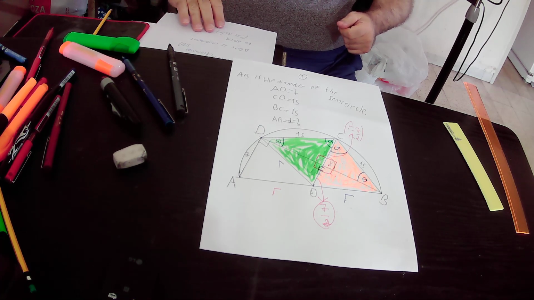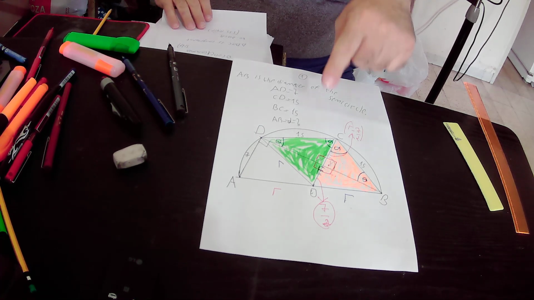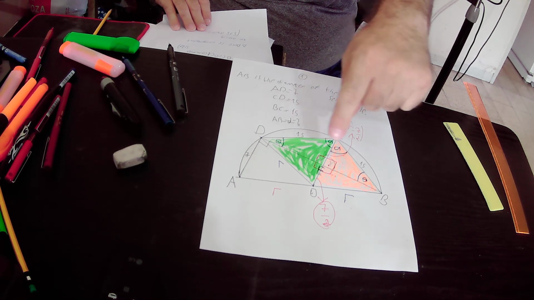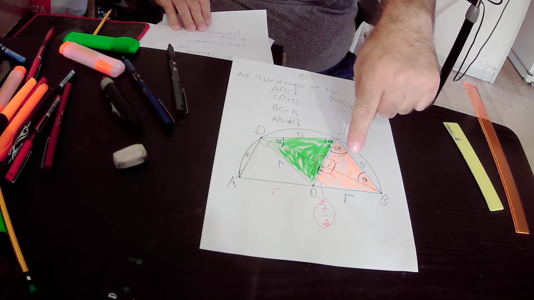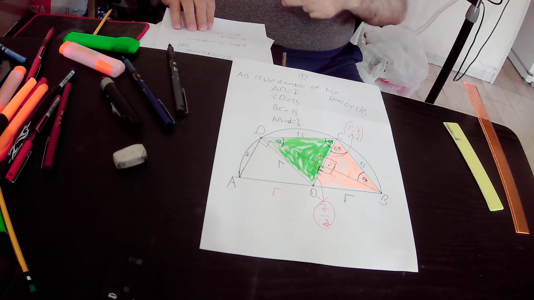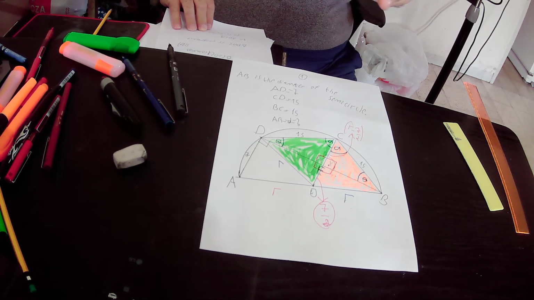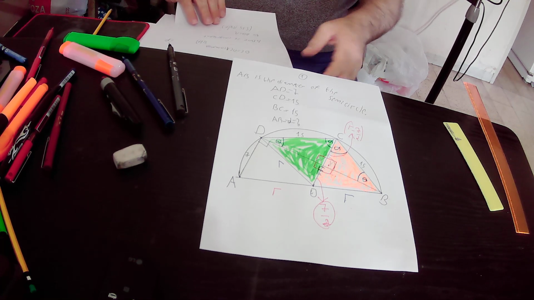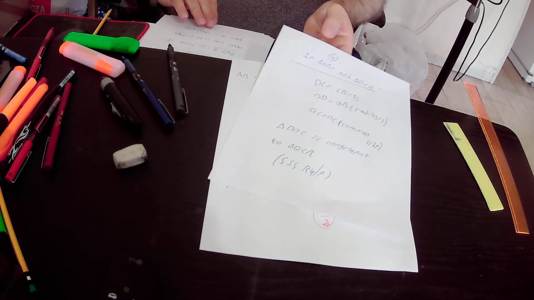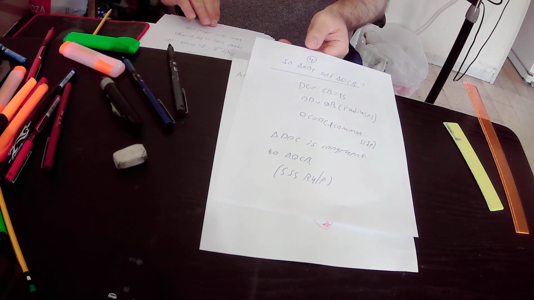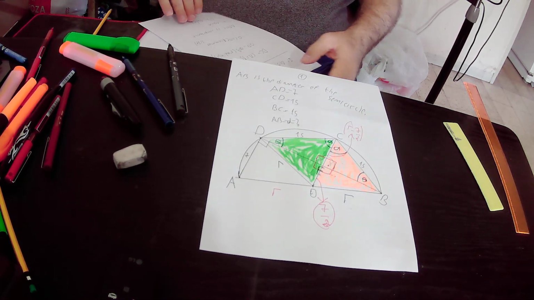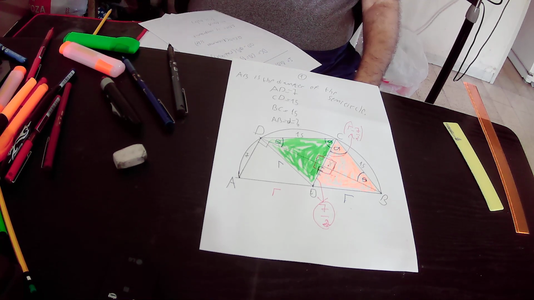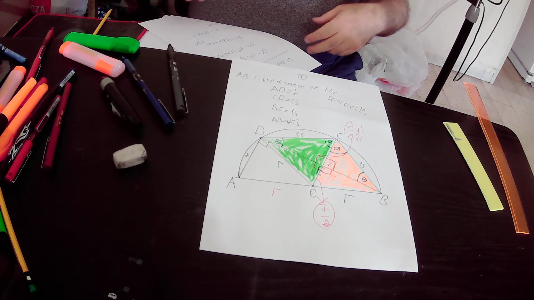Therefore, we actually proved that 3 sides of the green triangle are equal to 3 sides of the orange triangle, and therefore the green triangle is congruent to the orange triangle according to the side-side-side rule. Whenever you prove that all the sides of one triangle are equal to all the sides of the other triangle, then those two triangles are congruent to each other.